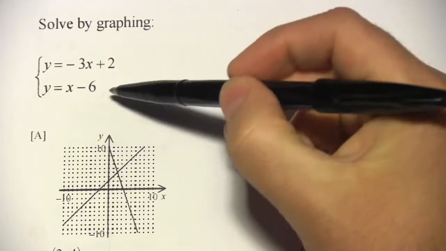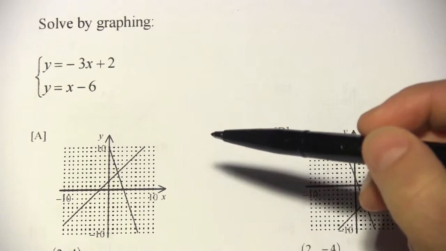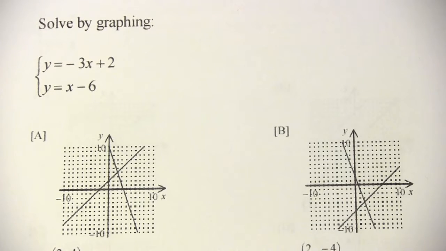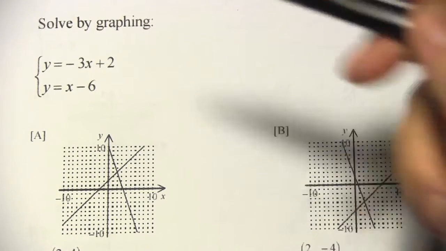In these problems, we have a system of equations, and we're being asked to solve it by graphing. And actually, they give us a bunch of graphs. One of these is going to be correct.